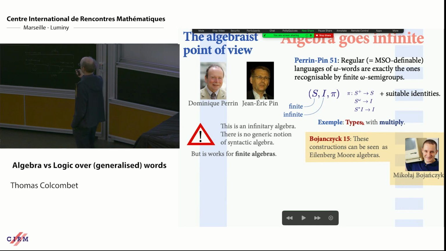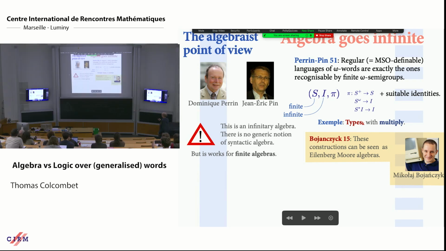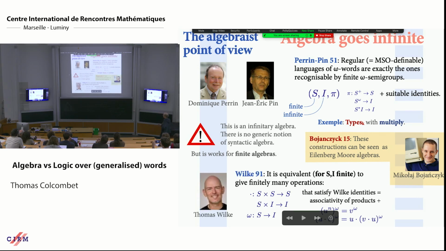So these things arise in a very general fashion because you can see them as Eilenberg-Moore algebras in suitable monads. This is something that Mikołaj has developed and which is quite used in many other contexts now. But as you see, again, we fall on the same problem that this operation is not something that you can compute with because it's an infinitary operation.